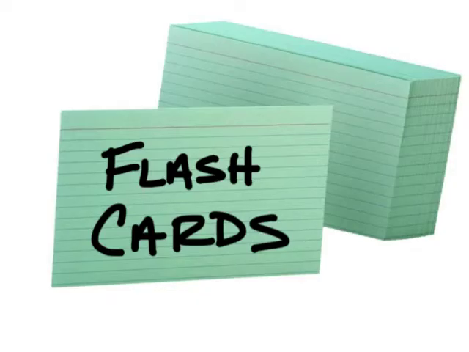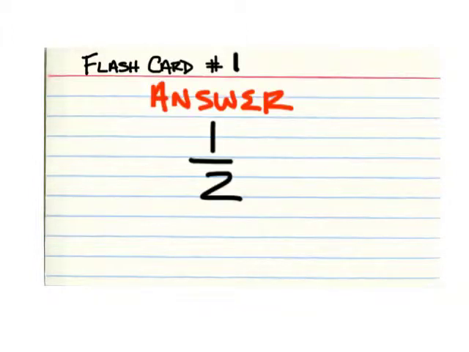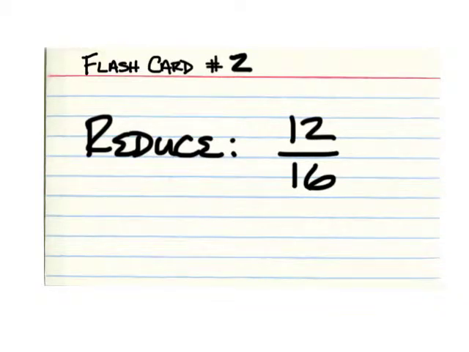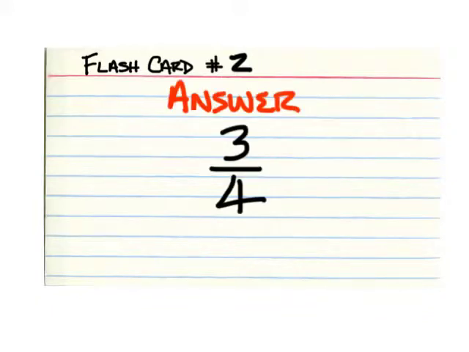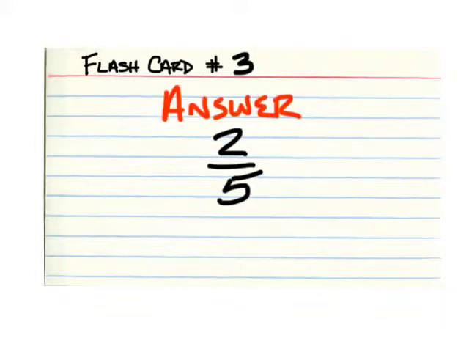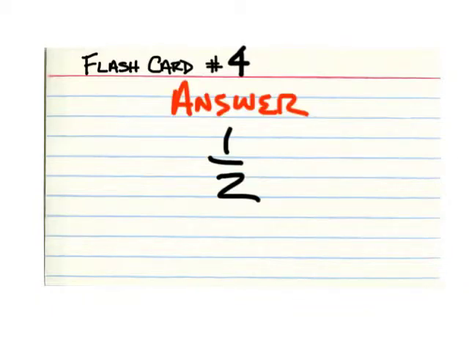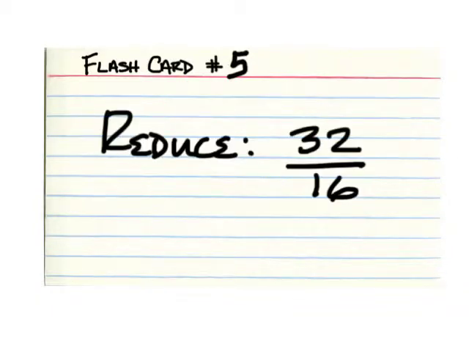Flashcards, say the answer out loud. Reduce 6/12. 1/2. 12/16. 3/4. 8/20. 2/5. 12/24. 1/2. 32/16.